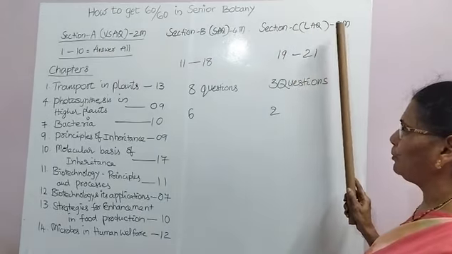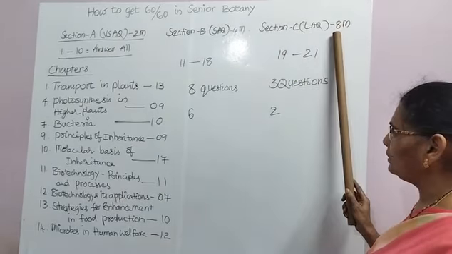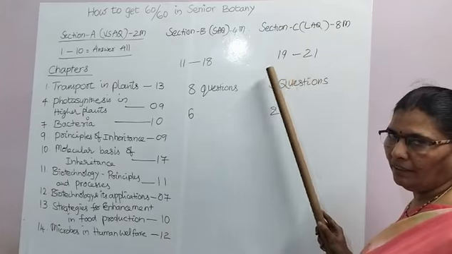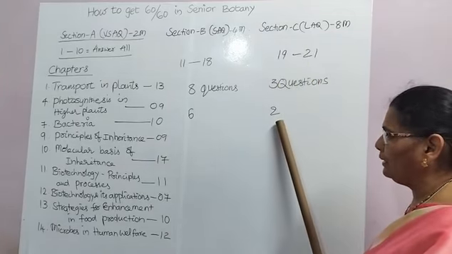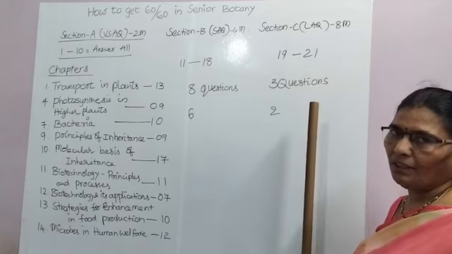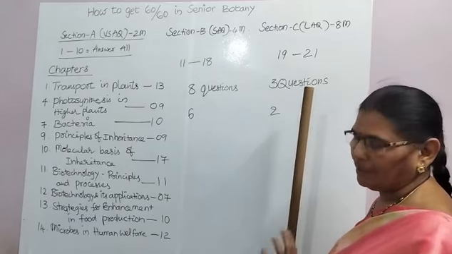First we discuss section C. In section C, there are three questions, 19, 20 and 21. Three are given, you can answer any two. So there is a choice in section C.